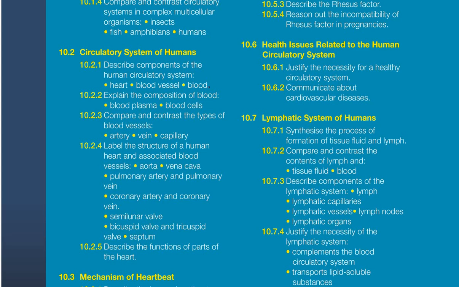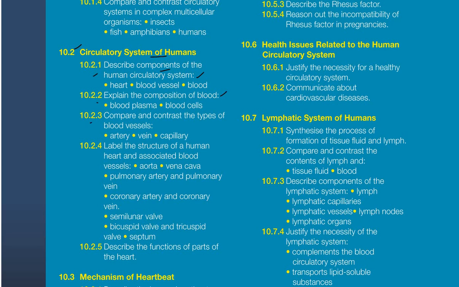So let us continue with the next subtopic, 10.2, circulatory system of humans. In this subtopic, you have to master some of the learning objectives. The first one is 10.2.1, describe components of the human circulatory system. 10.2.2, explain the composition of blood.